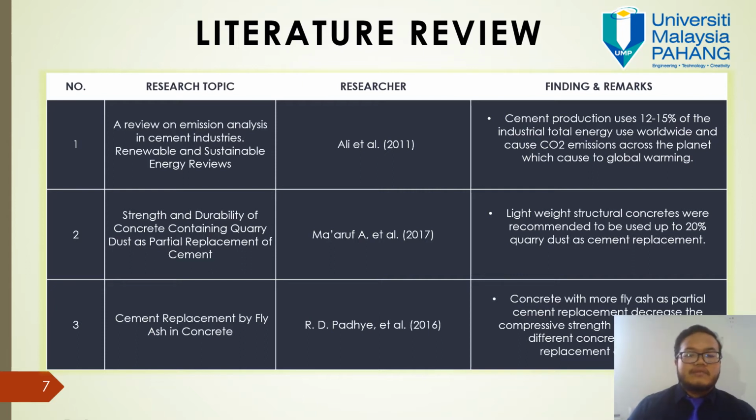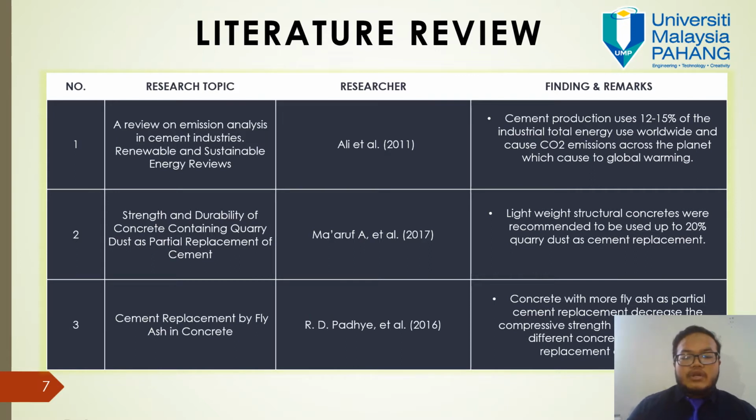So for the literature review, firstly, from the research topic, a review on emission analysis in cement industry, Renewable and Sustainable Energy Reviews by Ali et al., 2011. The finding is that cement production uses 12 to 15% of the industrial total energy use worldwide and causes CO2 emission across the planet, which causes global warming. Number two, from the strength and durability of concrete containing quarry dust as partial replacement of cement by Ma'ruf A et al., 2017. The finding is that lightweight structural concrete is recommended to use up to 20% quarry dust as cement replacement.